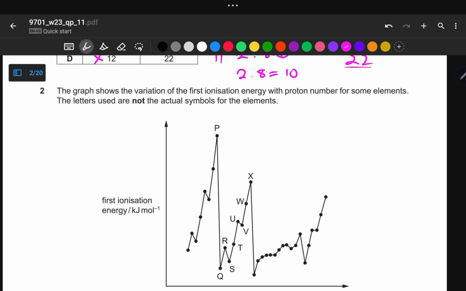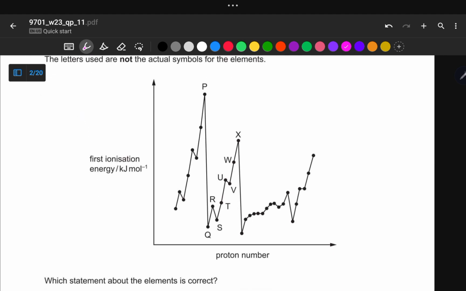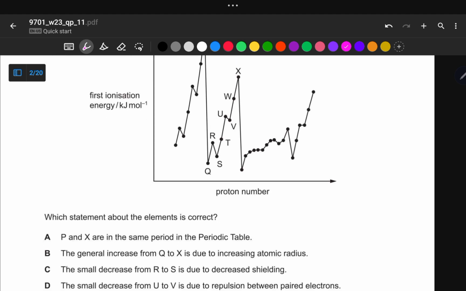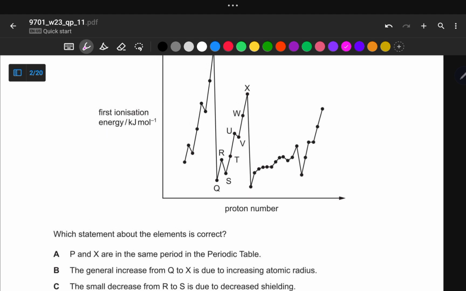The graph shows the variation of the first ionization energy with proton number of some elements. Ionization energy is defined as the minimum amount of energy required to remove 1 mole of electrons from a gaseous atom to form 1 mole of a gaseous unipositive ion. You should take note of this definition, because it is often examined in your exams. The letters are not the actual symbols on the periodic table. We've got this graph, ionization energy against proton number, and the question says, which statement about the elements is correct?